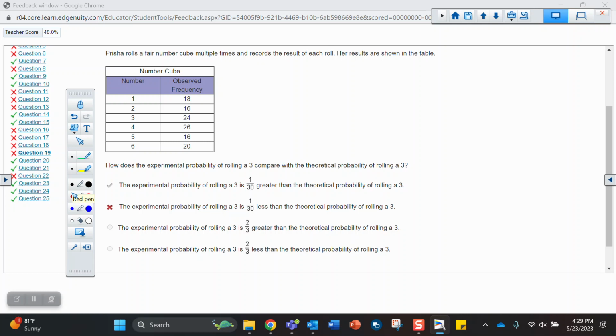Prisha rolls a fair number cube multiple times and records the result of each roll. Her results are shown in the table. How does the experimental probability of rolling a 3 compare with the theoretical probability of rolling a 3? So we know in theory it should be 1 out of 6. Okay, this is theoretical.